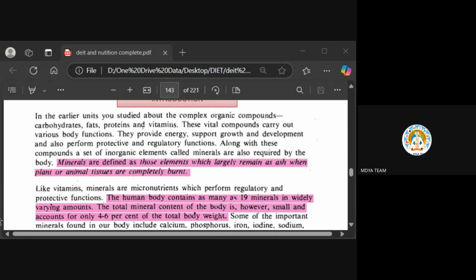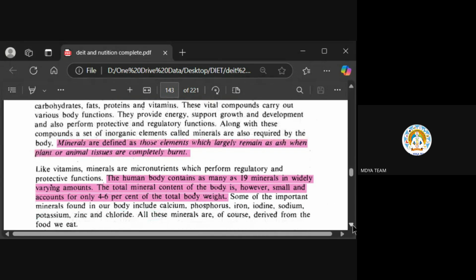Okay, so in a human being, there are 19 minerals present in our body. The total mineral content of our body, though it is in a small quantity, almost constitutes at least 4 to 6% of the total body weight. Okay, so the important nutrients are in that.